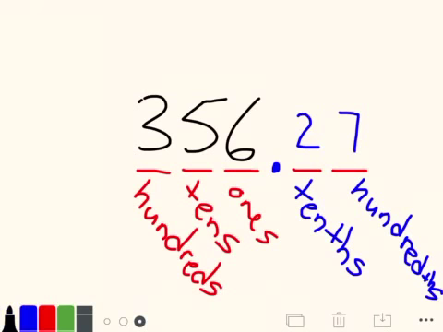So looking at this number, 356.27, you would read this as 356. We know that part. The decimal point over here, we read as and, 356 and 27, and then you say the final place, which would be hundredths. 356 and 27 hundredths.